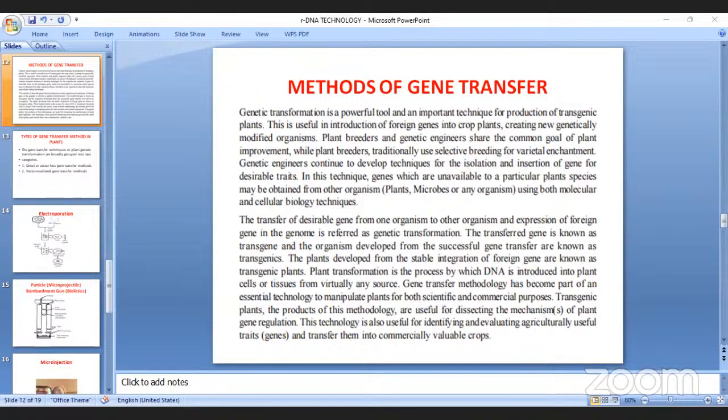Genetic transformation is a powerful tool and an important technique for the production of transgenic plants. This is useful in the introduction of foreign genes into crops. The foreign gene comes from other species with other desirable characters. When you introduce it into a crop, it creates new genetically modified organisms.